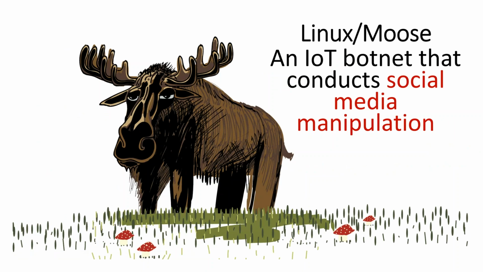So Linux Moose is an IoT botnet that conducts social media manipulation. What we mean by social media manipulation is basically the creation of fake likes and follows through fake accounts. So a bot connects to an IoT device, goes to a social network, creates a fake account, and then uses that fake account to go like and follow other people to create fake visibility.